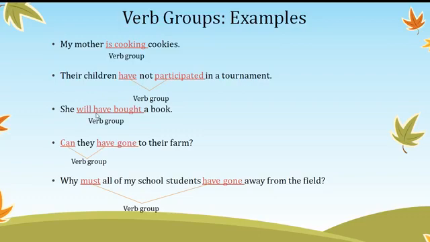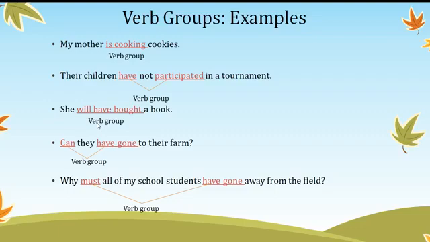Next one. She will have bought a book. What is the verb group? Will. Will is the modal verb. Modal verb always takes the V1. What is that? Have. Have means have verb, a verb that always takes V3. Look over here. So that is why will have bought is the verb group. In this way, that will be the rule. Look at the next one.